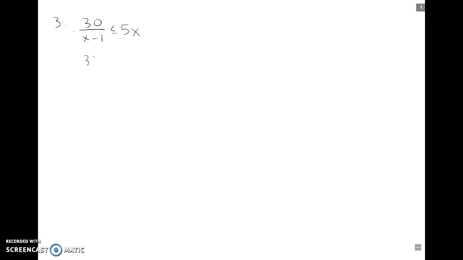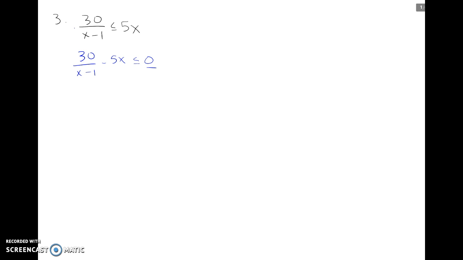So you have 30. Oh, I want to change colors, sorry. All right, so you have 30 over x minus 1 minus 5x is less than or equal to 0. So it's really important that you're less than or equal to 0 because that's how the sign analysis works, okay? Because you're looking for positives and negatives. So it's got to be either greater than 0, less than 0. It can't be 1 or 2 or anything else.